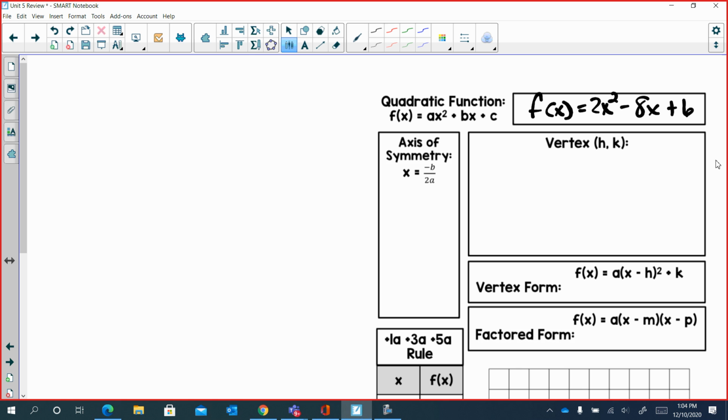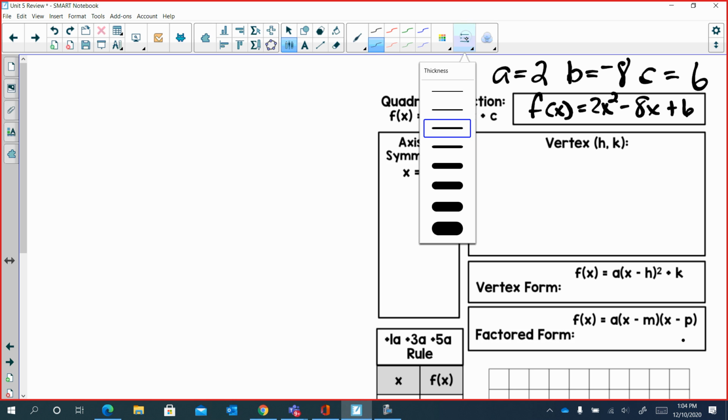Okay, so I just need to make a little bit of room. What do we do first from this equation? Yeah, find the A, find the B, and the C. All right. What is our A? 2. A equals 2. Good job. What's our B? Yeah, -8. Don't forget your sign. And your C? 6. Okay, so now we're going to go to our axis of symmetry.